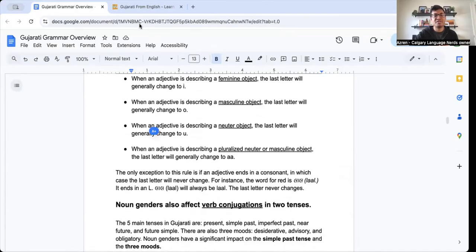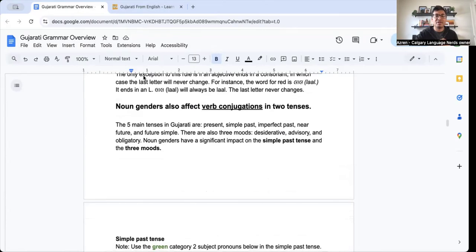The only real exception to this rule is if an adjective ends in a consonant, in which case the last letter will never change. So for example, the word for red is lal. Lal ends in l. It's a consonant. It's always lal. We never have lalu, lala, lali. No, just lal. Lal is lal. It never changes. Noun genders also affect verb conjugations in two tenses, but only two.